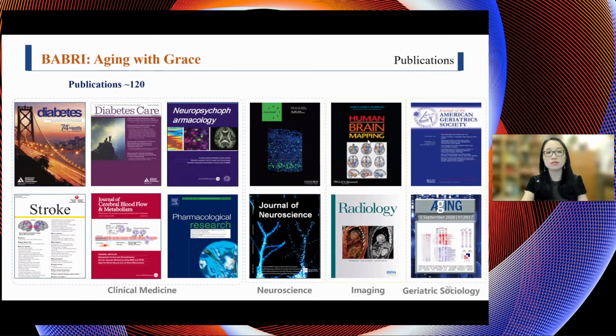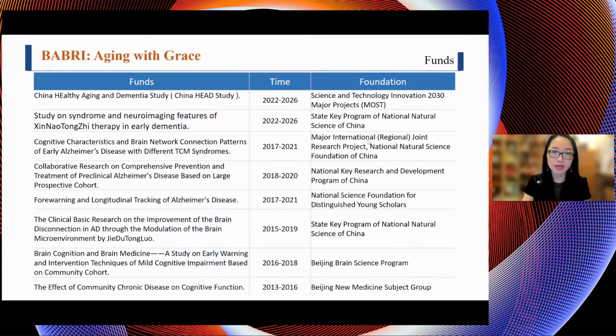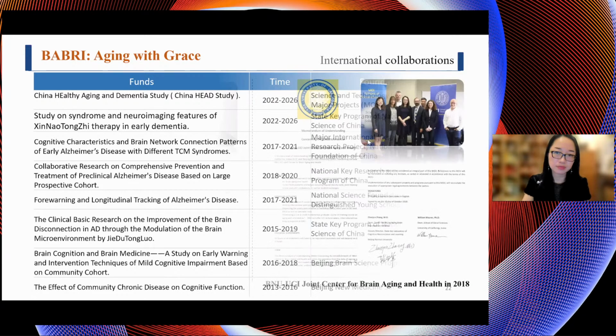So over the past 14 years, we published over 120 peer-reviewed journal papers in Diabetes, Human Brain Mapping, Journal of Neuroscience, and Radiology, all related to our neuroimaging study. And we got continuous funding support from our local government, and also from the National Science Foundation and the Beijing local government, for studying neuroimaging indicators.